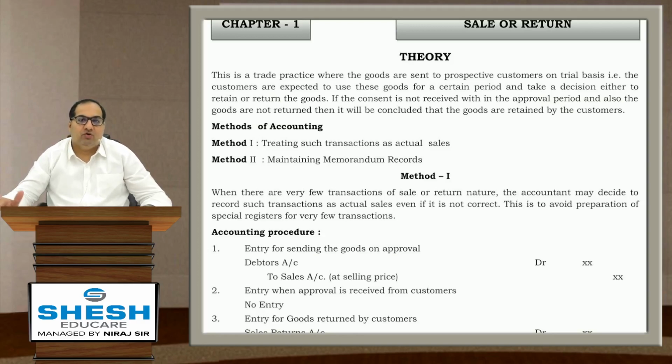Series continues with a new chapter called sale or return basis. It's a very simple chapter, not an extremely VVIP status wala chapter. You may get a 4 to 5 marks typical question. There are two methods in this chapter. Two different methods for accounting.